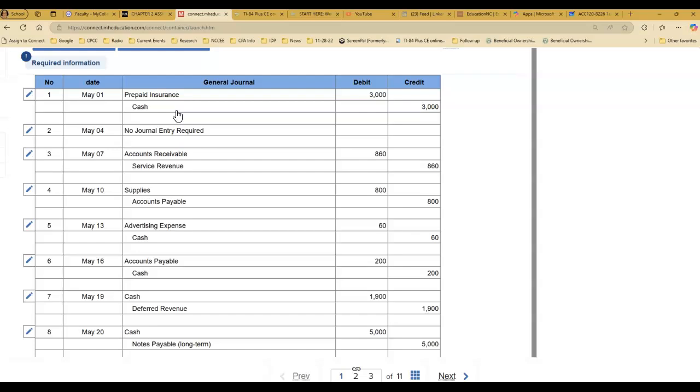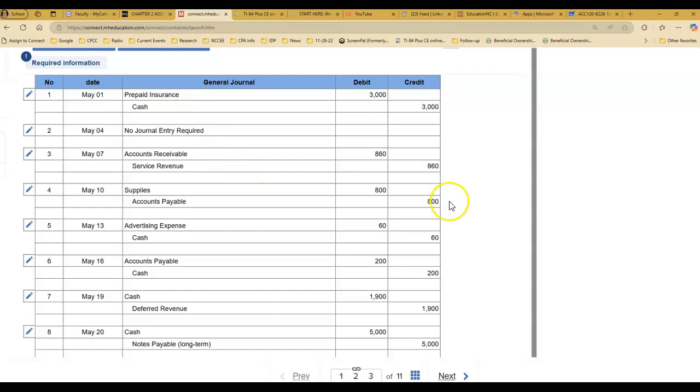Okay? So we would stop at the end of the month and go, we've got a $3,000 prepaid insurance balance sitting out there. Does that need to be adjusted? Have we used any of that insurance? At the end of May, the answer would be no. In June, it's yes.